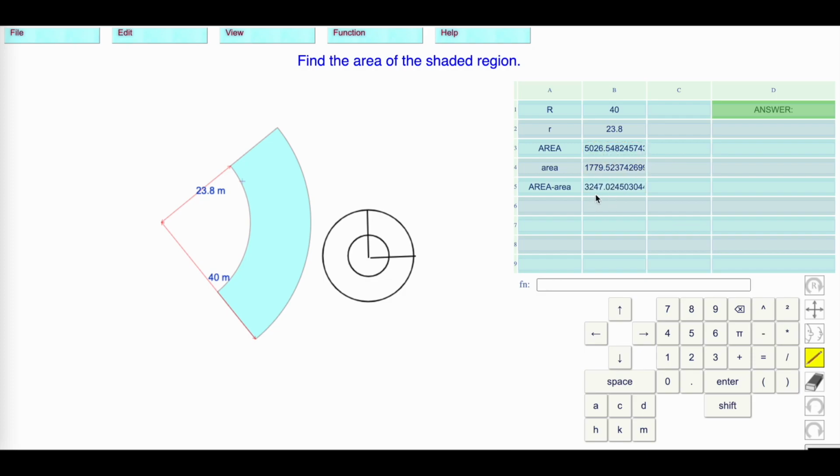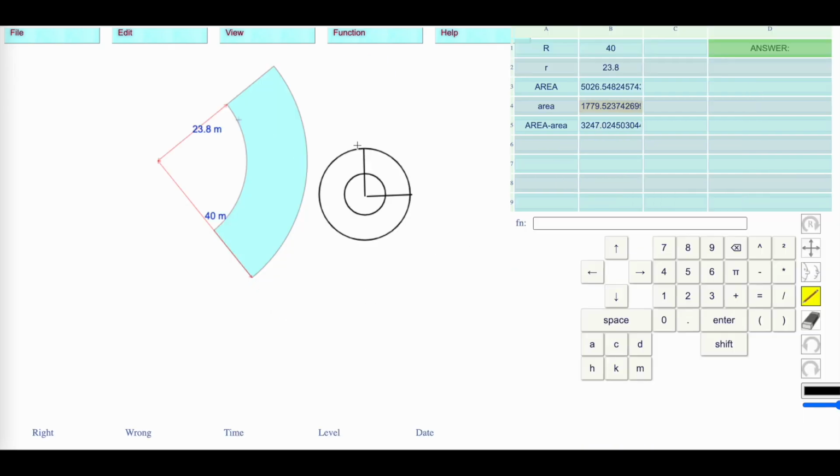Is 3,247.0245. That's the whole shaded region all the way around here. We want 1/4 of that. 1/4 of the shaded is this divided by 4, or multiplied by 1/4. It's the same thing. It's just a little easier to say that divided by 4.